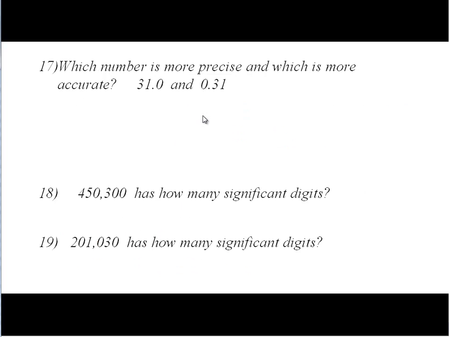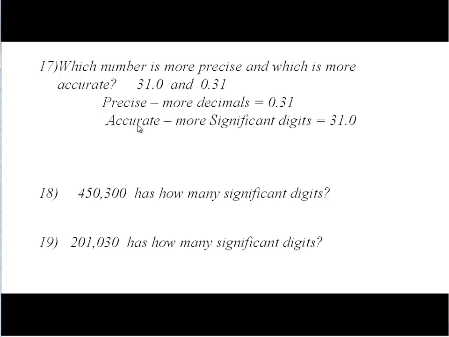Which number is more precise and which one's more accurate? Well, precision goes on more decimals, so this one has more decimal places. And then accurate, you're looking more at significant digits. So this has 1, 2, 3 significant digits, where in front of the decimal that 0 doesn't count, so it only has 2.